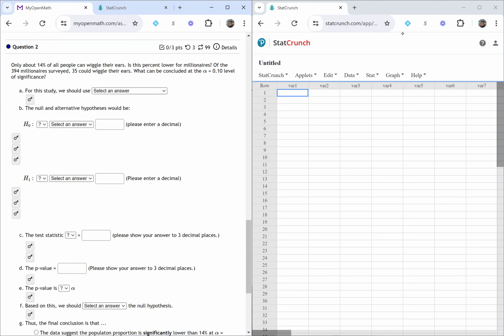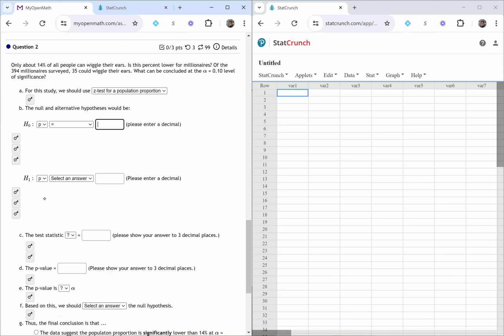Okay, so we know it's in the section of proportion, but we also don't see any specific data here. So we're looking at a z-test for a population proportion. Now, the null hypothesis, when we're looking at the z-test, we have p, not mu. So we can go ahead and click p for both of these, but the null hypothesis is equal to 14% of people can wiggle their ears.